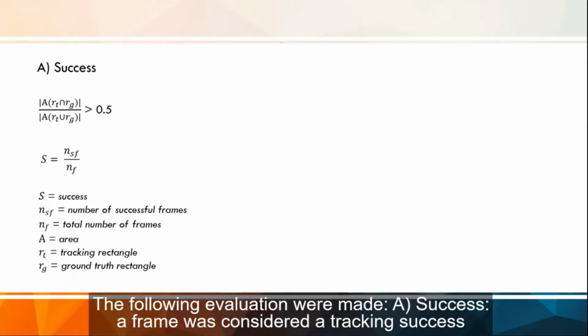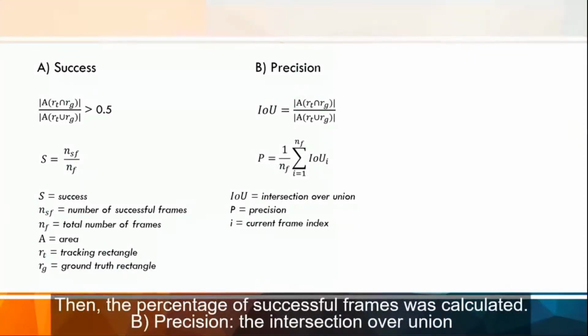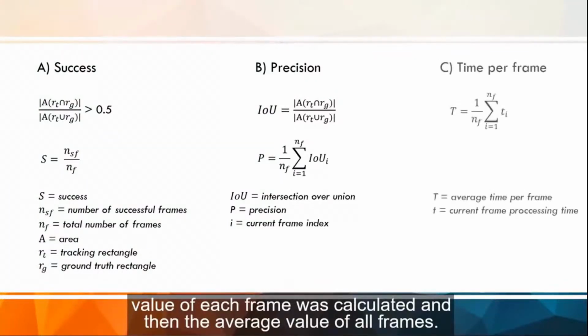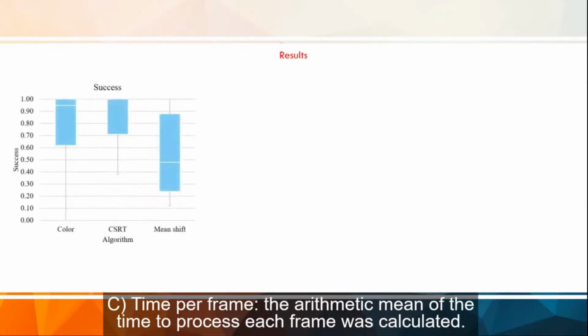A. Success. A frame was considered a tracking success if the intersection over union ratio between the area of the regions was bigger than 0.5. Then the percentage of successful frames was calculated. B. Precision. The intersection over union value of each frame was calculated, and then the average value of all frames. C. Time per frame. The arithmetic mean of the time to process each frame was calculated.